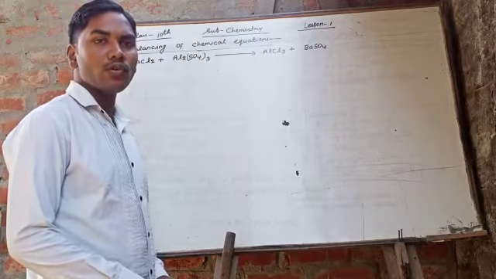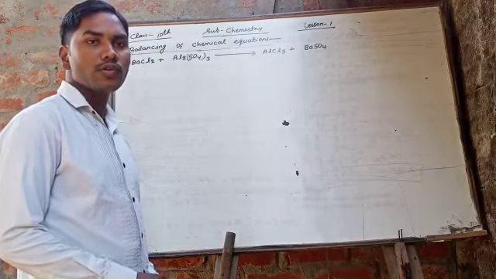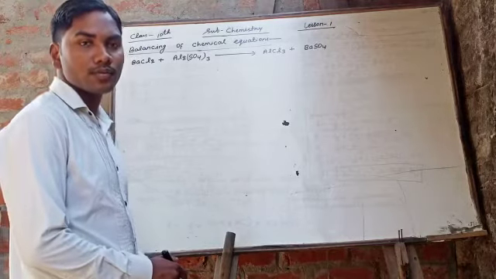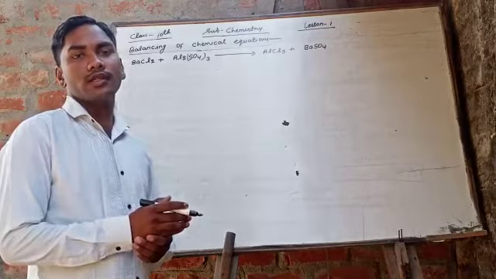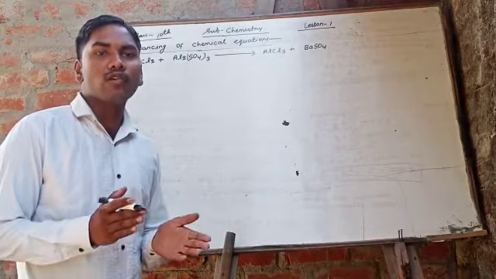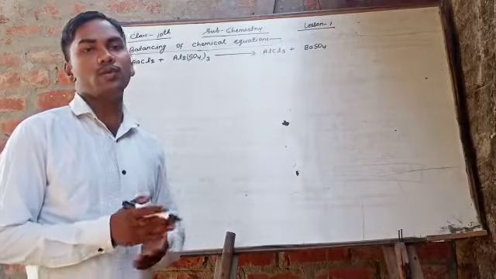In the previous video, we discussed the chemical equation. In this video, we are going to discuss the balancing of chemical equations. As we know, in an unbalanced reaction, there are not equal numbers of atoms in reactants and products.